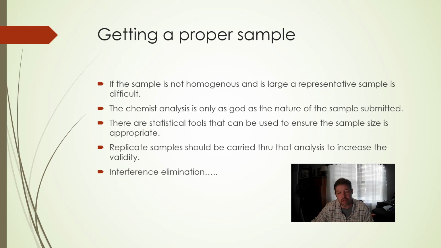But there are better tools to get it down even more appropriate and drill it down so that you get a very representative sample. Replicate samples should be carried through any analysis to increase the validity of your test results. And of course, you always want to be thinking about interference elimination. If you have a compound that's very similar to the one that you're analyzing, like an unreacted side product, it can be difficult sometimes to separate what you're trying to measure from that. We'll talk about that later on.